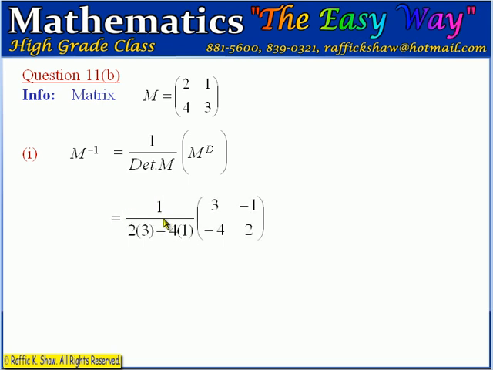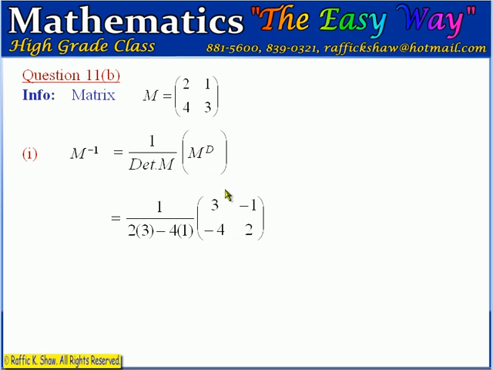Now this is it. 1 divided by the determinant of M. Now the determinant of M is calculated right here. It is 2 times 3 minus 4 times 1. The determinant of M is calculated by multiplying this product and subtracting this product. That's the main diagonal product minus the second diagonal product. And so the determinant of M is equal to 2 times 3 minus 4 times 1, and that's how we calculate the determinant of M.